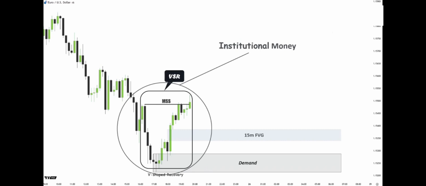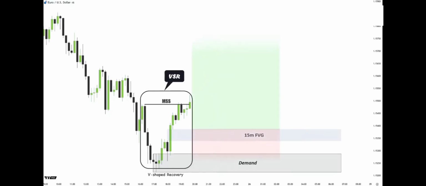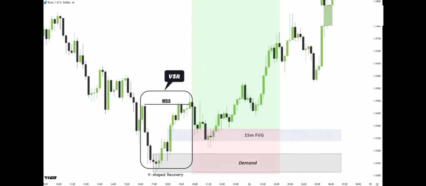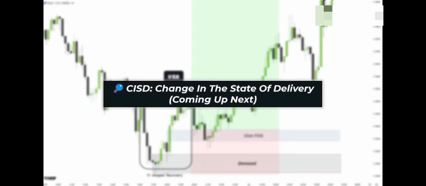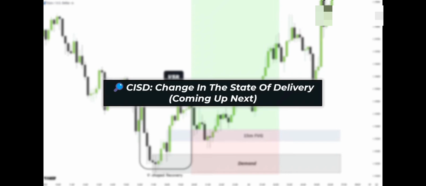So, when this pattern appears, especially alongside a market structure shift such as a change of character, it adds another strong layer of confirmation and increases the probability of an upcoming uptrend. As a result, you could consider looking for a long position to take advantage of the potential move higher. Now, let's move to the next confirmation hack, CISD, change in the state of delivery.